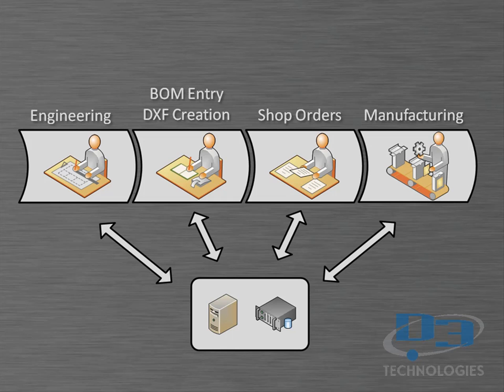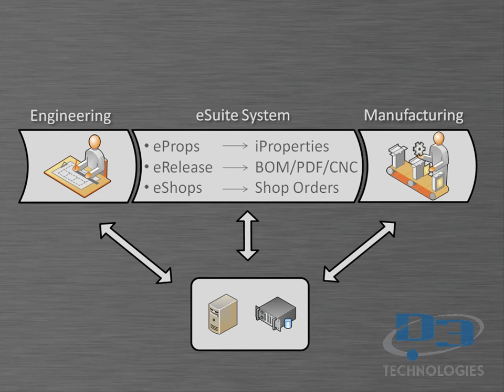in some way. The eSuite system is designed to help you automate those functions and automate the design information translations for the shop. All three components of the eSuite system can be implemented independently. In this video, we will look at the total workflow using all three components.